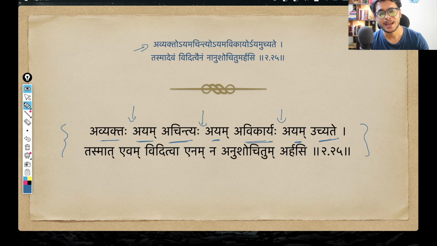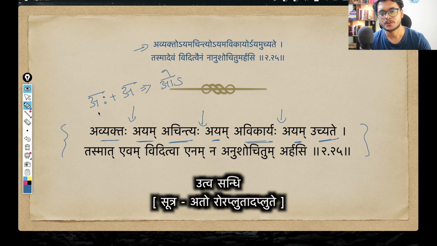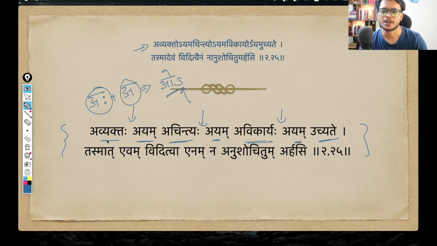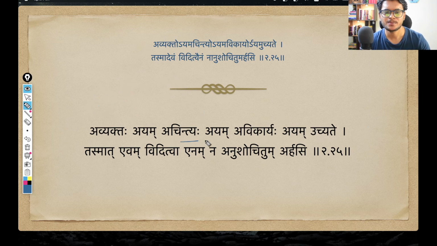And then you can see that at all these three places, the same sandhi is happening, the ukara sandhi. That if after an aha, you have a hrasva a, this is what you get. So that is what is happening. Avyaktaha ayam, so avyaktoyam. So this a is hiding behind this avagraha chinha. Okay, and the same sandhi is happening between these two words and between these two words. So this is how all these different words are combining into a seemingly single word using the ukara utva sandhi.